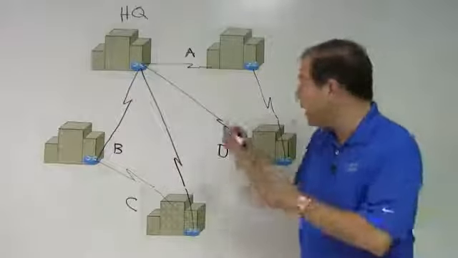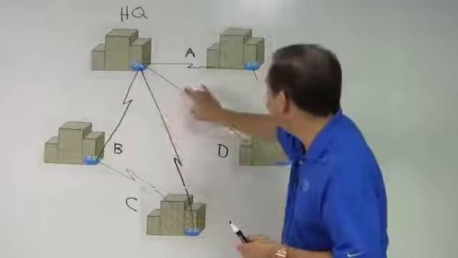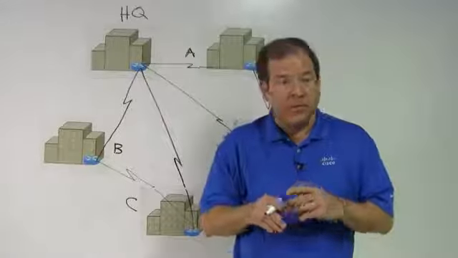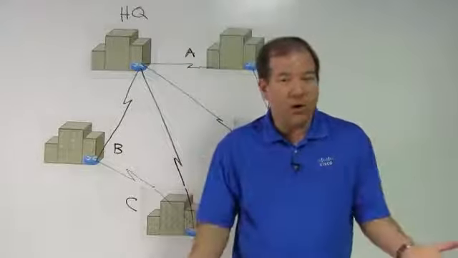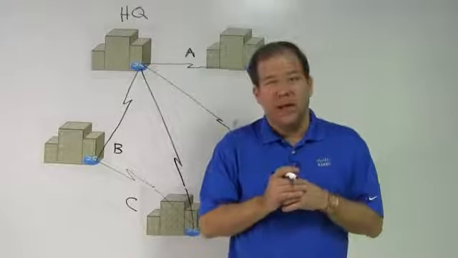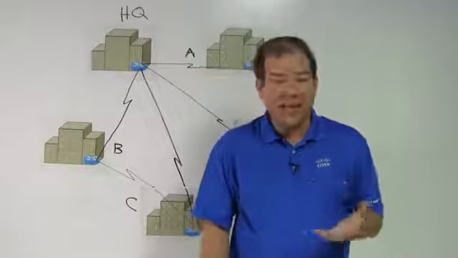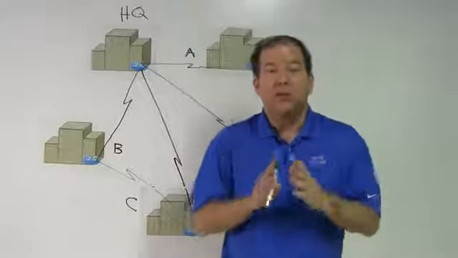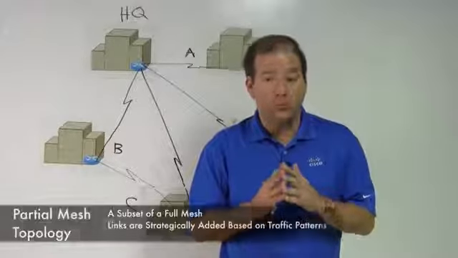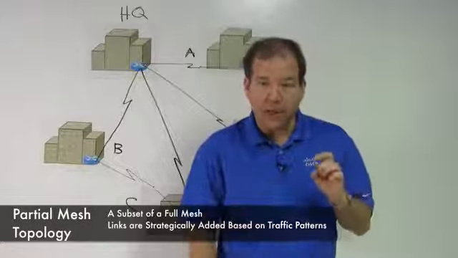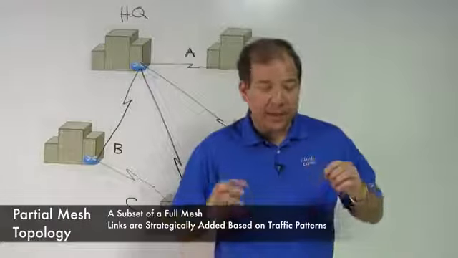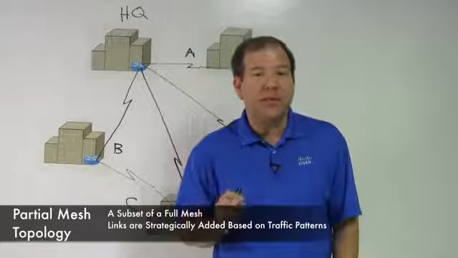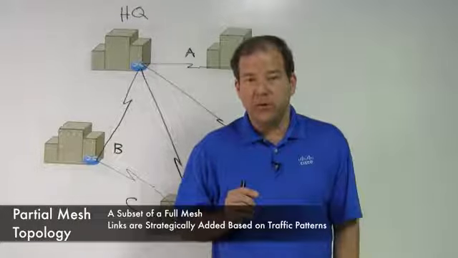Now notice, at this point we have 1, 2, 3, 4, 5, 6 links. We've got more than the 4 that would be required for a hub and spoke topology, but we've got far less than the 10 that would be required for a full mesh. What we've done is created a partial mesh. A partial mesh is a subset of a full mesh where we have strategically placed links where they're most needed.